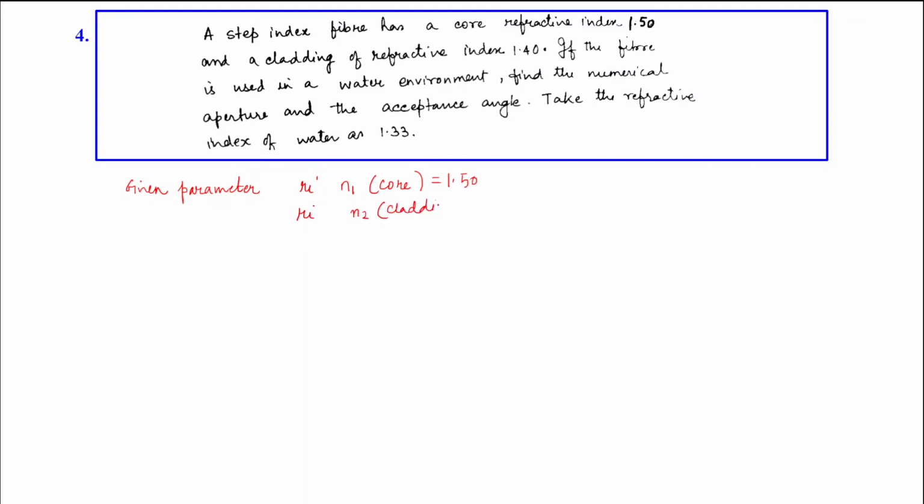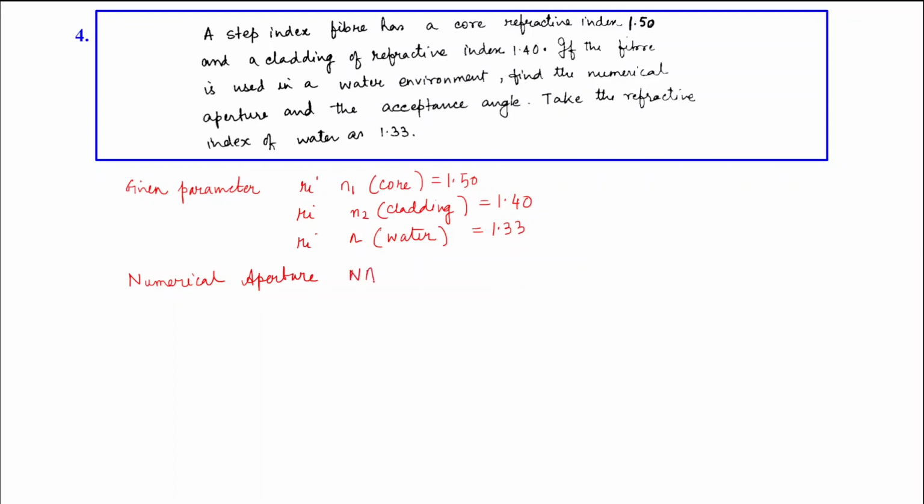The given parameters are the refractive index of the core, that is n1, is 1.50, the refractive index of the cladding, that is n2, is 1.40, and the refractive index of the launching medium. The launching medium here is water, so we have taken the refractive index n as 1.33. According to the problem, we have to find out the numerical aperture.